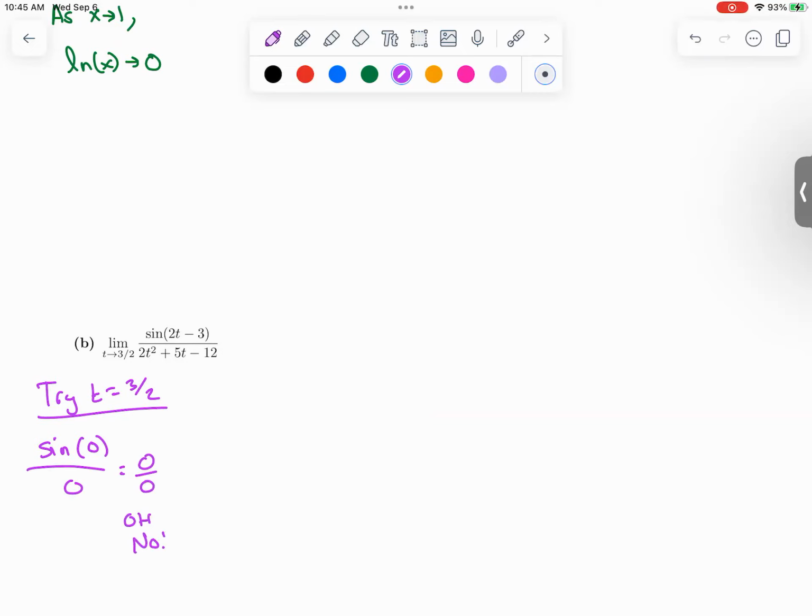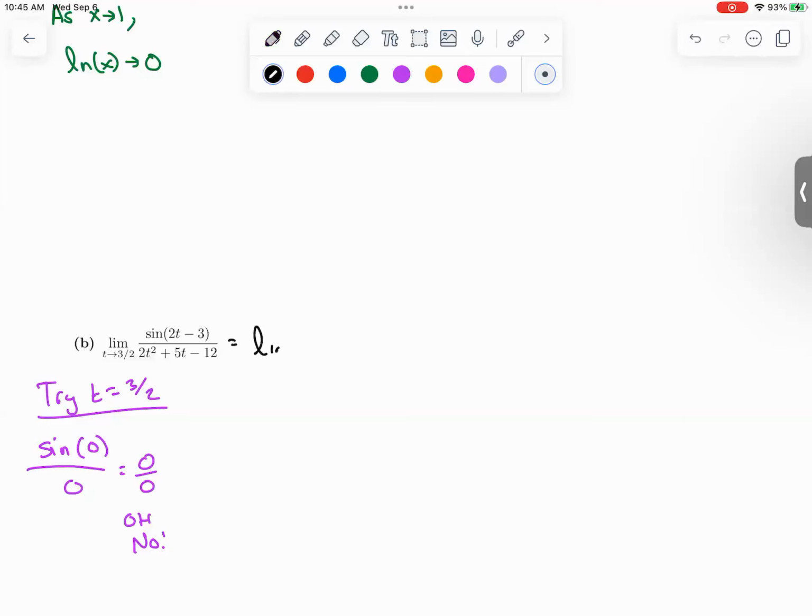So what we're going to do instead, what should we do? Try and factor. Yes, try and factor the denominator. Always a good option. If you're stuck on what to do, have you tried factoring? Have you tried doing some type of algebraic manipulation? And that's actually going to be what's going to save us here.